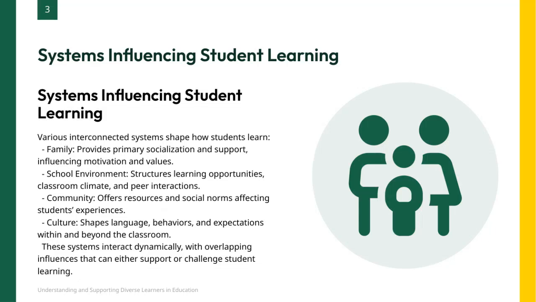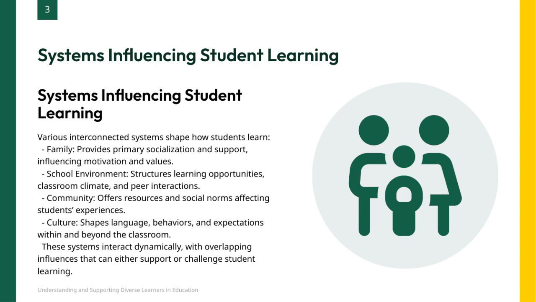When we think about what influences student learning, it's important to recognize that it's not just about what happens inside the classroom. Multiple interconnected systems work together to shape how students learn and develop. First, there's the family, which plays a crucial role by providing the initial socialization and ongoing support. Families influence students' motivation and the values they bring to their learning. Then we have the school environment itself, which organizes learning opportunities, sets the classroom climate, and facilitates interactions with peers, all of which are essential for effective learning.